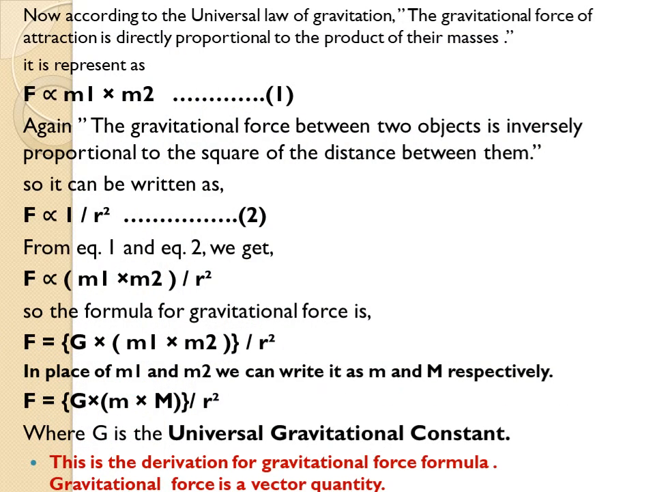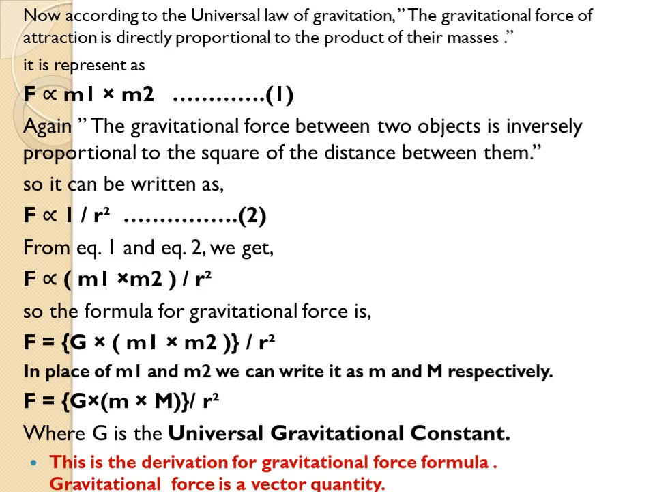Now according to the universal law of gravitation, the gravitational force of attraction is directly proportional to the product of their masses. So it is represented as F is directly proportional to m1 and m2. Here m1 is the mass of one object and m2 is the mass of another object. This is represented by equation 1.